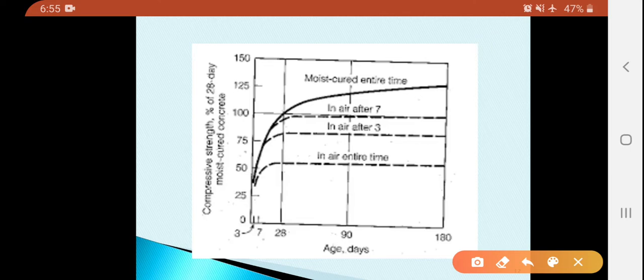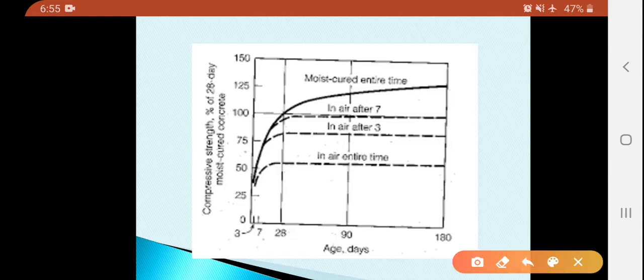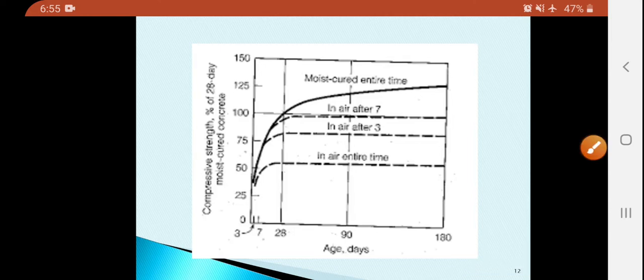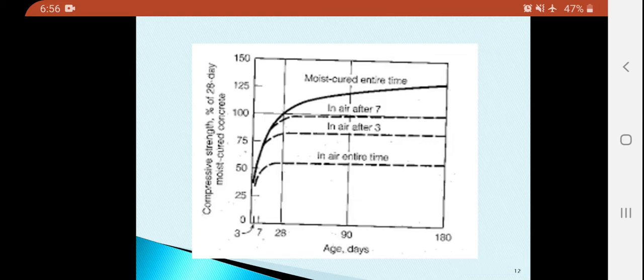Next here, this graph shows moist cured concrete. Suppose we are providing sufficient curing to the concrete, then we can expect the maximum strength in the concrete. Suppose we are not providing the moisture cure, and we are just leaving it in the atmosphere without any curing techniques, automatically as the days increase the compressive strength will decrease.